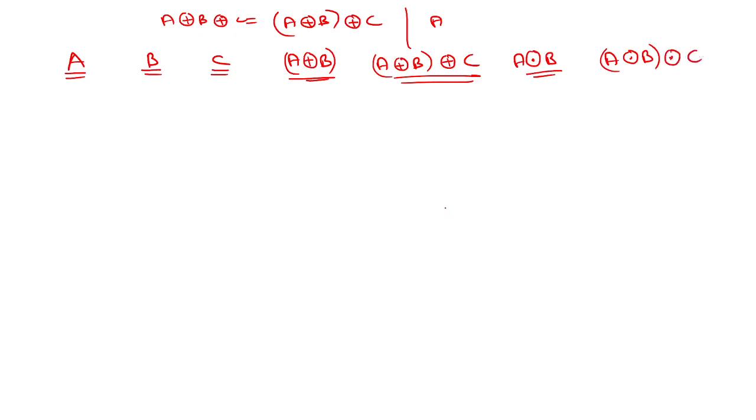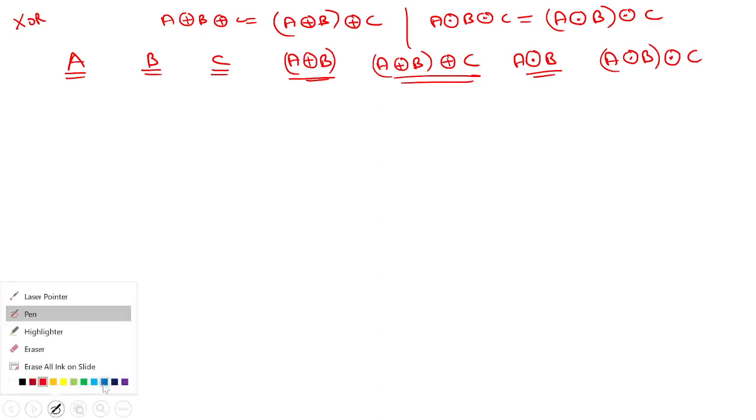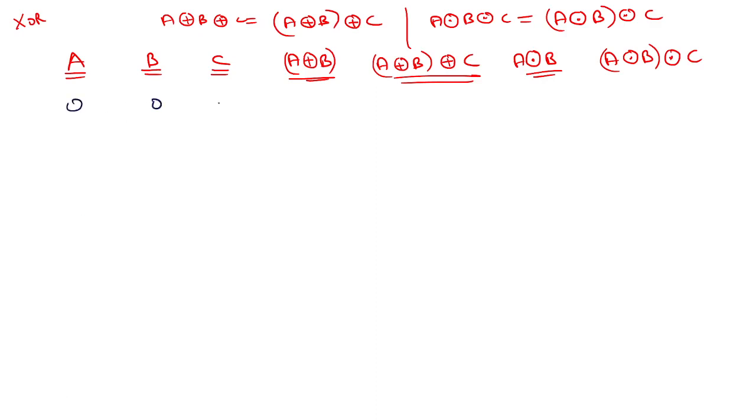Let's see whether they are equal or not, right? A XNOR B XNOR C, this way. And you know the XOR operation, right? Just now we have seen, if both are the same, then output will be 0. If both are different, output will be 1. For XNOR, it is going to be the opposite, right? So let me write the combinations: 000, 001, 010, 011, 100, 101, 110, 111.